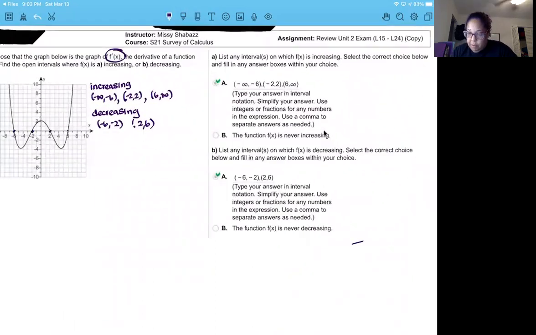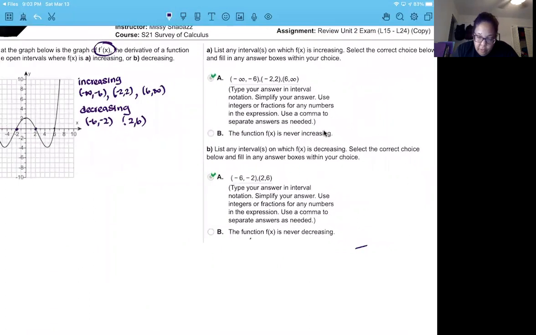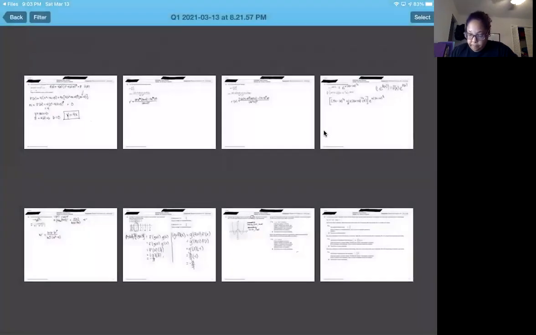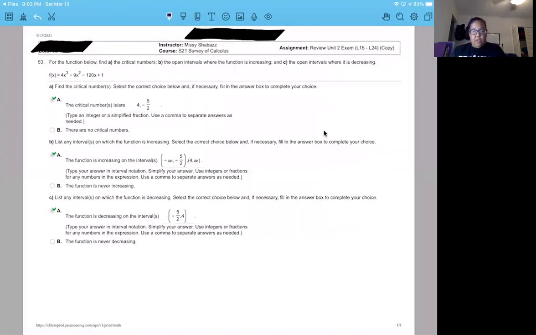So it says use commas to separate the answers. So let's use commas, that way they don't count wrong for using unions. All right, next question. For the function below, find the critical numbers, the open intervals where the function is increasing, and the open intervals where it is decreasing.